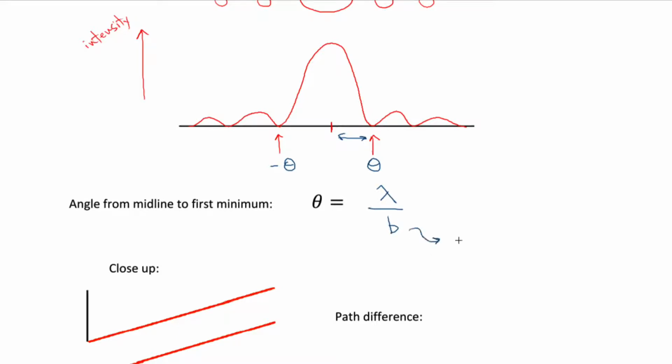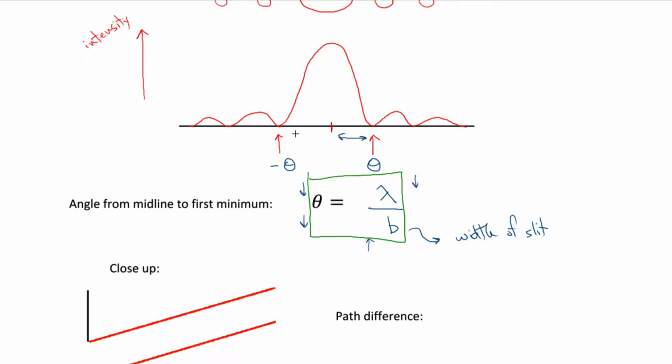So B is the symbol that I'm giving here to the width of the slit. And we saw that if we decreased the wavelength from red to violet, then these minima crowded in towards the center. So if I decreased the wavelength, I decreased that angle from the midline to the first minimum. We also saw that if I widened the slit, so if I increased B, then I also decreased that angular separation. So this is the equation that governs what we just saw in the simulation.